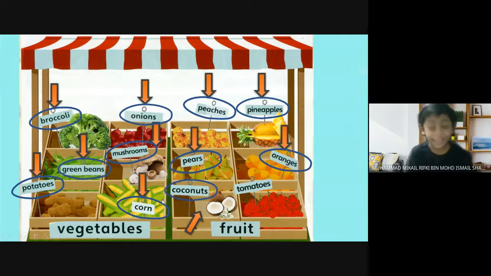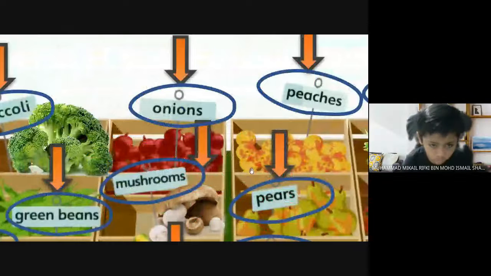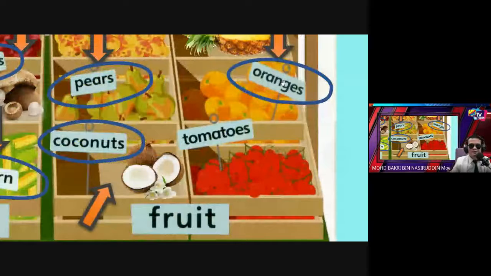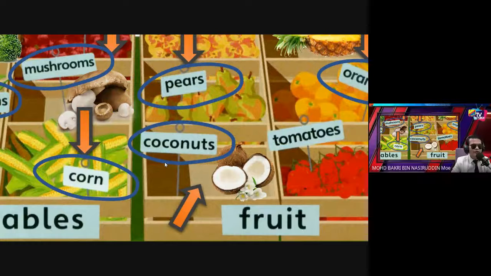Coconut. Yes, coconut. C. Oh, okay. I will make it bigger. C-O-C-O-N-U-T-S. Very good, Mikael. Very fast. Okay, just now we didn't spell oranges. O-R-A-N-G-E-S. Oranges. Okay, now let's focus on coconut. C-O-C-O-N-U-T-S. I love to drink coconut water. This is very cold and refreshing. Okay, sangat sejuk dan menyegarkan air.